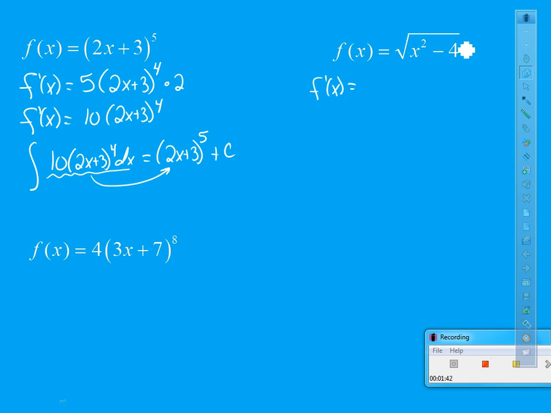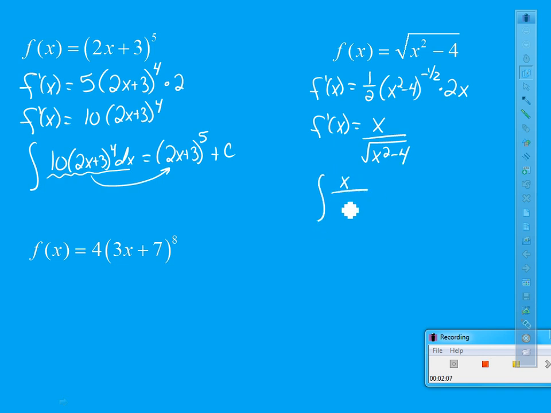The derivative of this, I'm going to think of as to the 1/2. So 1/2 times (x squared minus 4) to the negative 1/2 times 2x. If I simplify this, I get f prime of x equal to x times that, so it looks like that's going to be on the bottom. So here's a true statement. The antiderivative of x over the square root of x squared minus 4 dx is the square root of x squared minus 4 plus c. Looks kind of hard. I'm going to show you how we'll rewrite these and try to make them simpler.